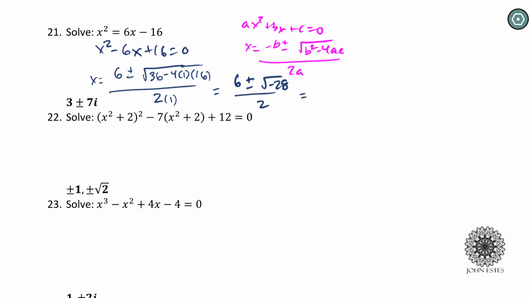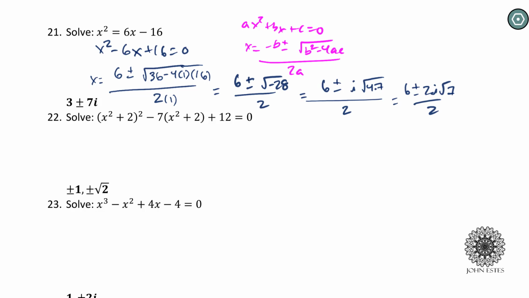Okay, so simplifying the square root of negative 28 is the real question here. I know that the negative becomes an i, and I know that this is 4 times 7, not 47, 4 times 7. And I know the square root of 4 is 2, so I end up with 6 plus or minus 2i root 7 over 2.